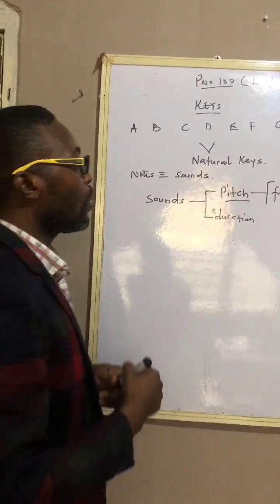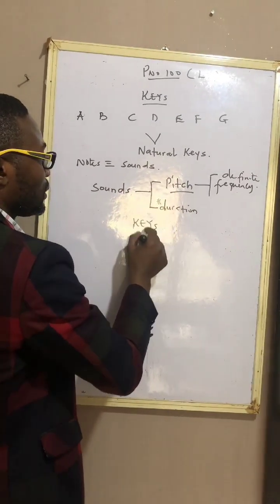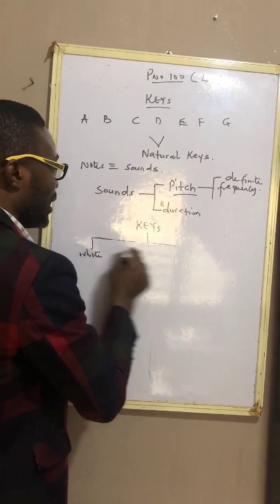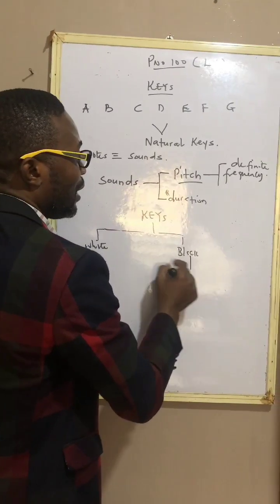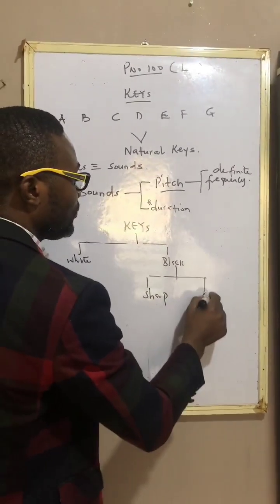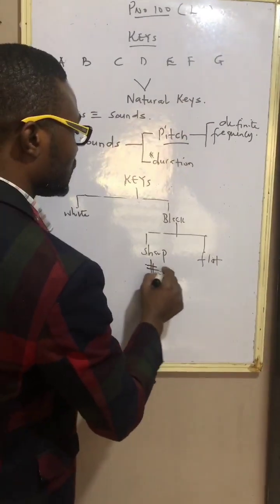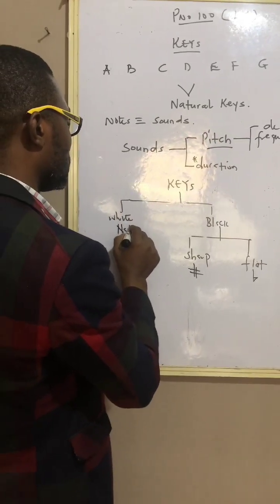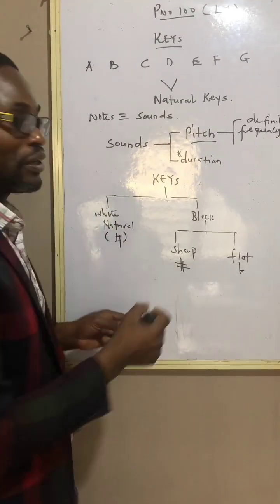So to help define the keys in music, a little recap. The keys are grouped into white keys on the piano and then the black keys. The black keys are either sharp keys or flat keys, and for the sake of emphasis, this is the symbol for the sharp and this is the symbol for the flat. The white keys are called natural keys, and this is the symbol for the natural.